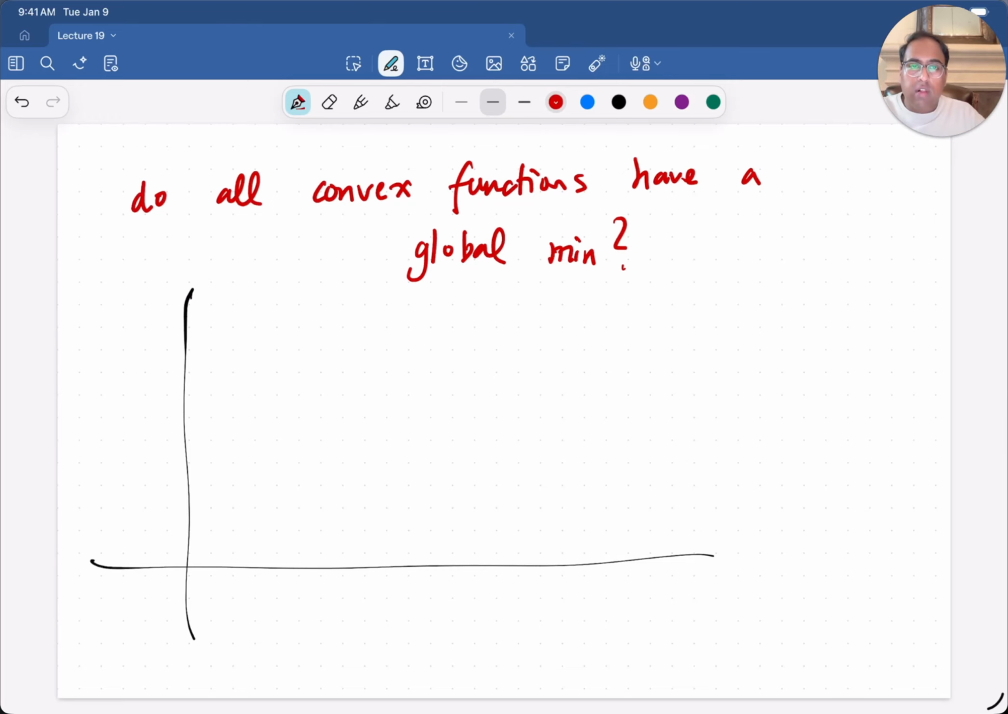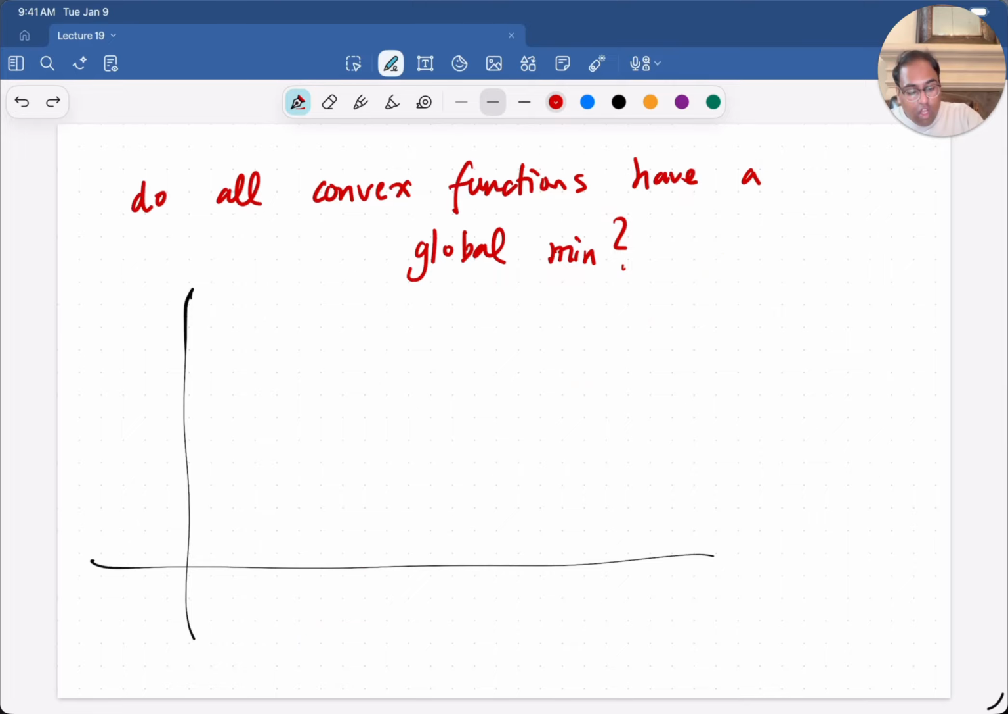A simple counterexample is a line. This is perfectly convex. It satisfies the condition that if you pick any two points on it, the line segment is on or above the curve. It'll just always be on it. And a line doesn't have a global or local max or min. It tends to infinity in both directions. So the answer is no.